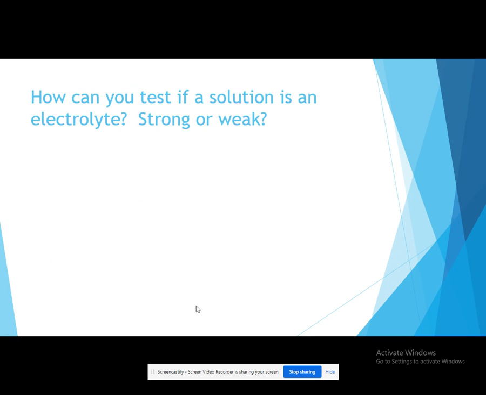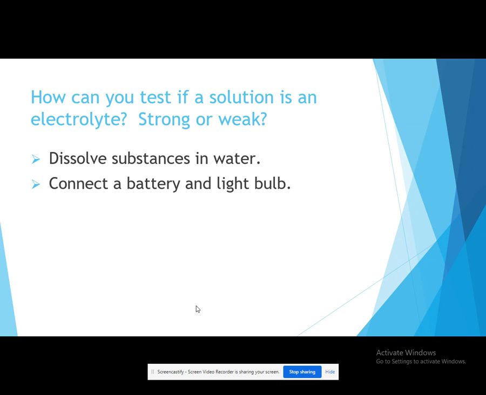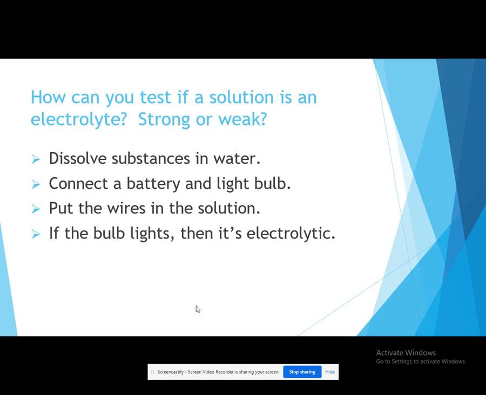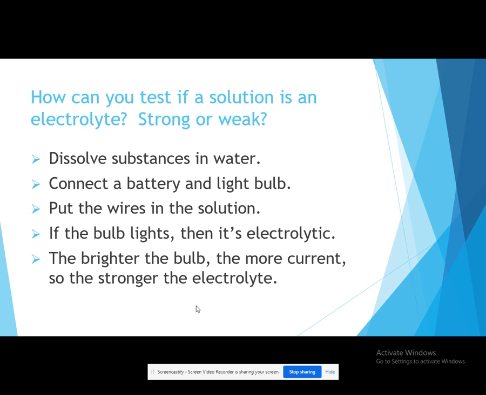So how can you test if a solution has an electrolyte and how strong or how weak? Well, just like we mentioned previously, you're going to use a conductivity meter. So the first thing you're going to do is put that substance in water. Then you're going to connect a battery, and you have a light bulb, which is your conductivity meter. You're going to put the wires of that conductivity meter into that water solution. If the bulb lights up, it's an electrolyte. And the brighter the bulb, the stronger the electrolyte is.